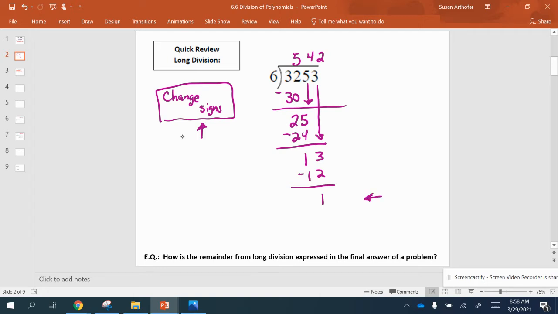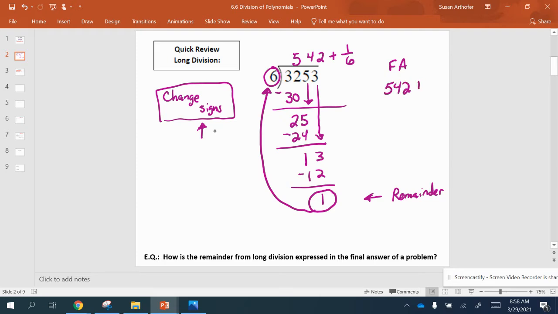Now this part we would call the remainder. And what we're going to do with the remainder, we're not going to write R1. That's very third grade. What we're going to do is we're going to take our remainder and we're going to add it to our answer. And it's going to be 1 over the divisor, 1/6. So the final answer of 3,253 divided by 6 is 542 plus 1/6. That's the final answer. Okay? So this idea of changing signs is going to be important, and how you write your remainder with plus 1/6. All right, let's move on.